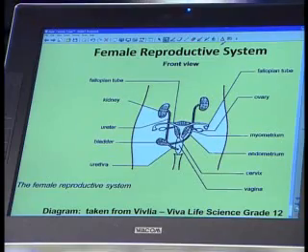Okay. Now we go to the female reproductive system. And ladies, the female reproductive system, very important. You need to know what goes on in your body and why your body works the way it does. The same as men need to understand, or males need to understand how their body works and what all those structures are for.